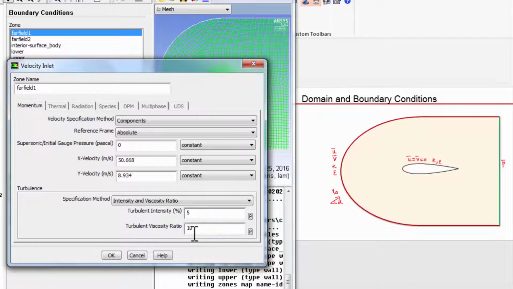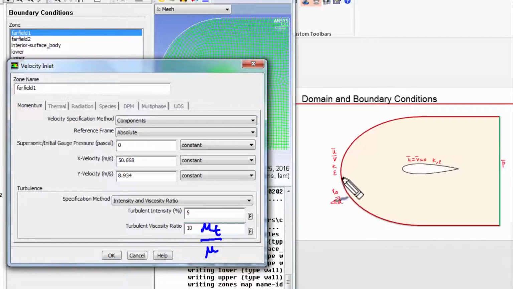And the turbulent viscosity ratio is the ratio of the eddy viscosity to mu. So let me write that down. So that's mu t over mu, and we're saying that the turbulent viscosity or the eddy viscosity is 10 times the molecular viscosity, and it's going to be much higher in the regions near the airfoil where turbulence is going to be generated. The idea is that we seed it with a low level of turbulence, and most of the turbulence is going to be generated near the airfoil.